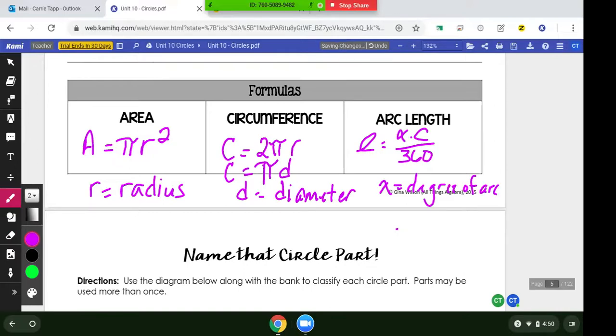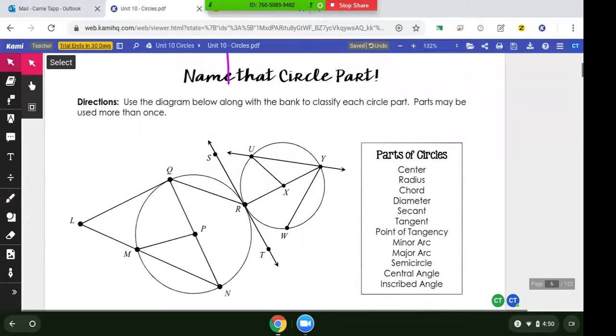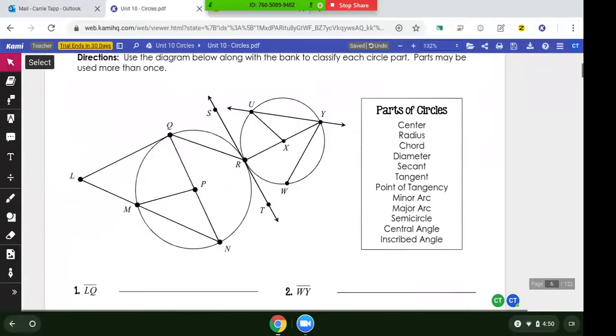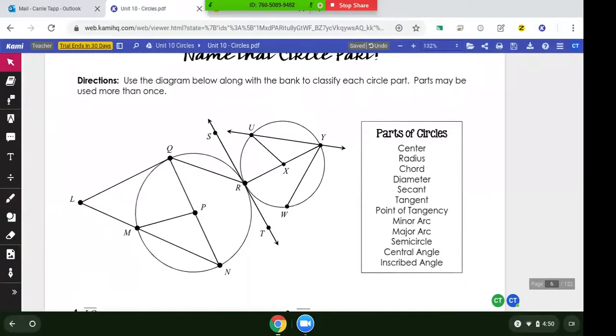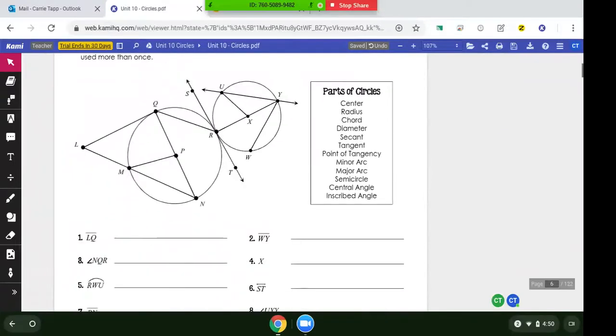Now let's go over, name that circle. So it's pretty much working through the vocab that you should already have done. If you don't, then go through and work through the vocabulary. So it says use the diagram to classify each part. So here's some examples. They can be used more than once.